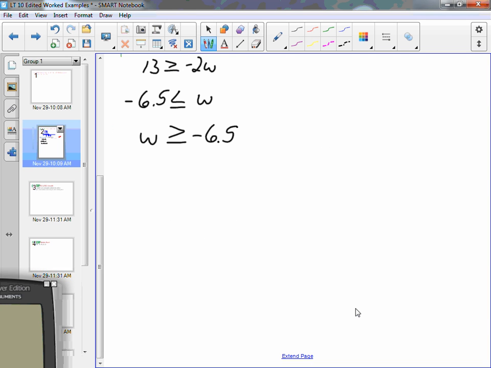Because to graph it, it works a lot better if you can think of it this way. If w is greater than or equal to negative 6.5, so let's put that on there. Let's put negative 6. Let's put negative 7. I don't need to make an entire number line. First off, the or equal to part means that negative 6.5 is included in the answer this time. Now, greater than. Where are the numbers greater than? To the right. That's why the variable needs to be on the left, so that you can ask yourself, where are the numbers greater than negative 6.5? To the right of negative 6.5.